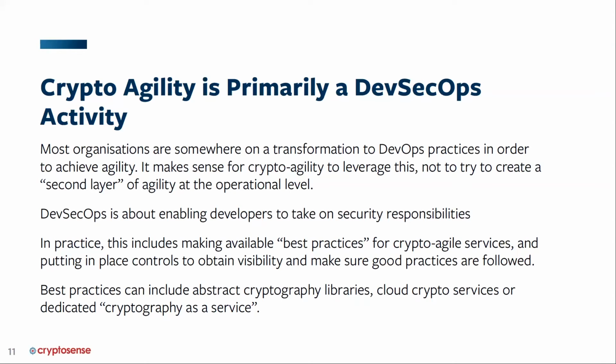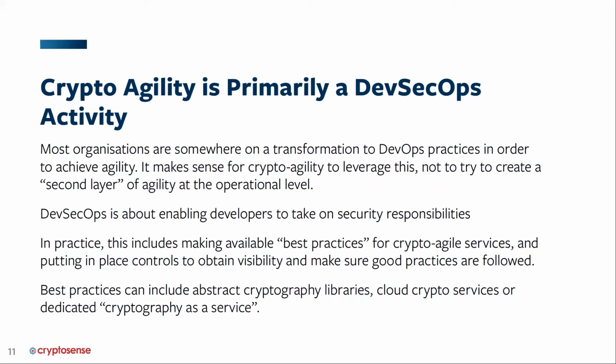And we may even want to introduce abstract cryptography libraries. So this is quite common these days for an organization to have a simple to use library that can be used for encryption at rest, for example, and then all developers can just self-serve that without worrying about things like algorithms or agility behind. It might be linked to cloud crypto or dedicated cryptography as a service. So it's all about giving the developers the ability to self-serve that stuff.